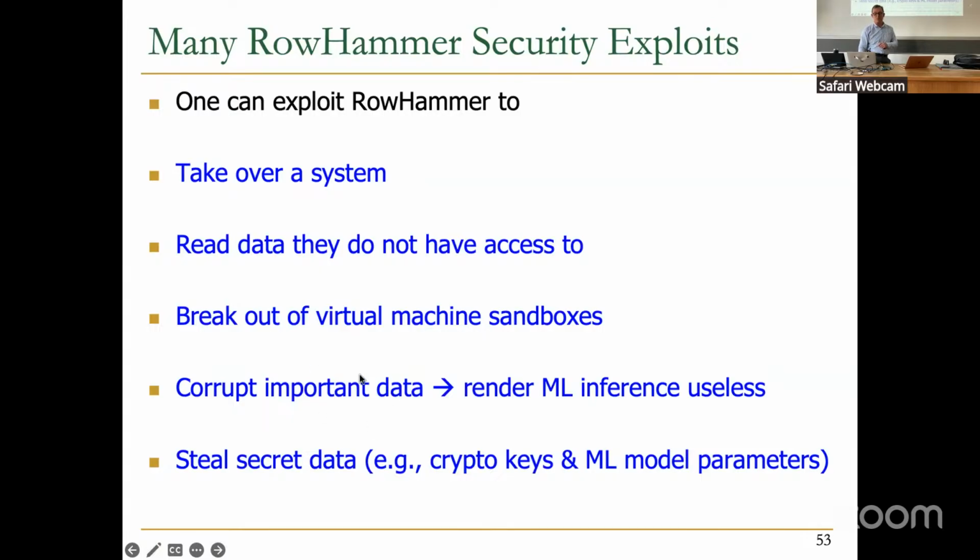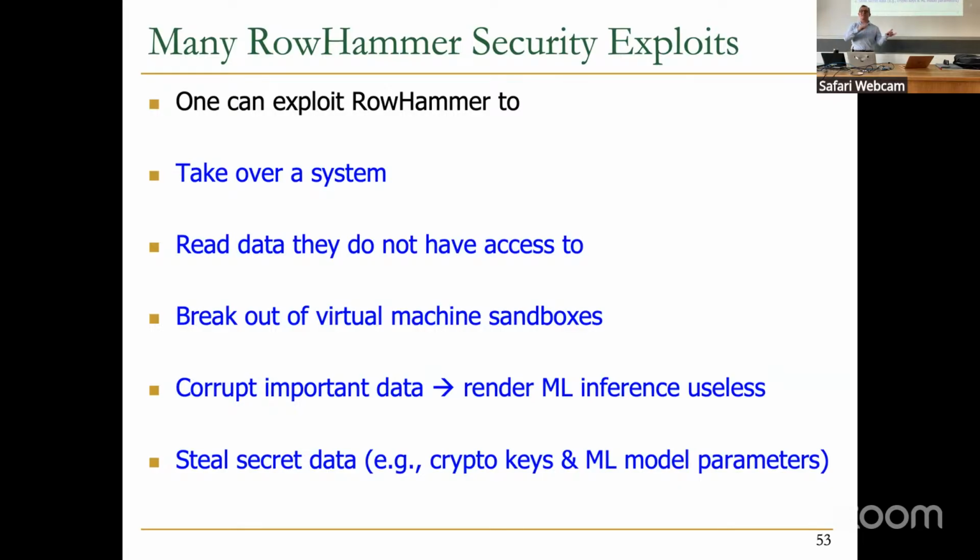You can corrupt important data, meaning render ML inference useless. In fact, there's a paper at USENIX Security this year. USENIX Security is a top security conference this year in August, a couple of months ago, which showed that on GPU memory, you can induce these RowHammer bit flips. That's the first paper that shows, after 12 years, on existing GPU memory, you can use bit flips, and you can essentially render ML inference useless. That's what they were showing, basically.